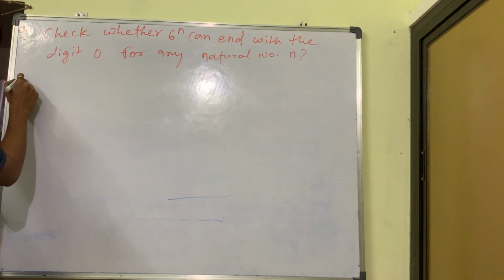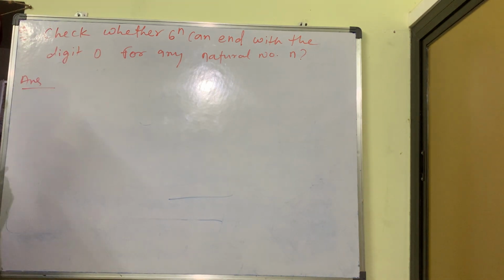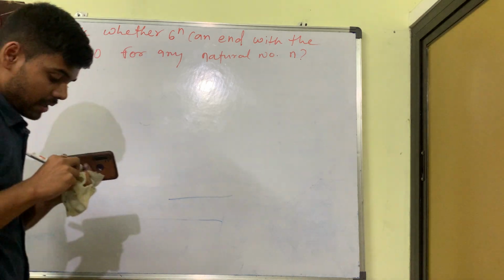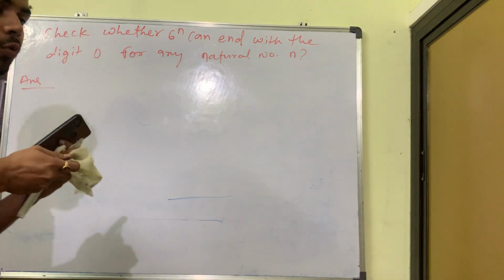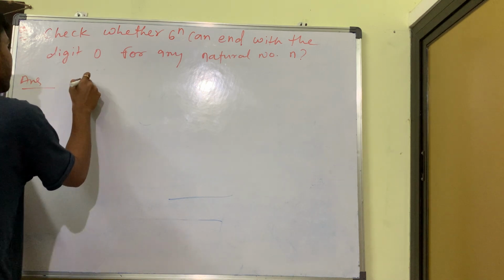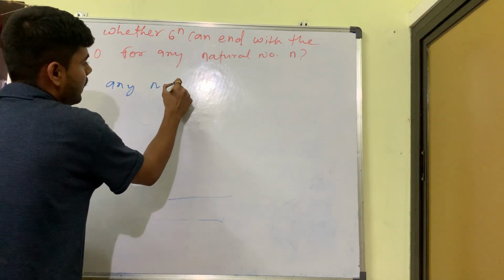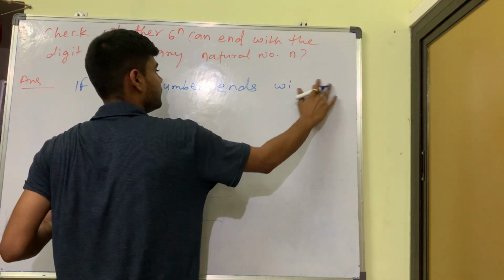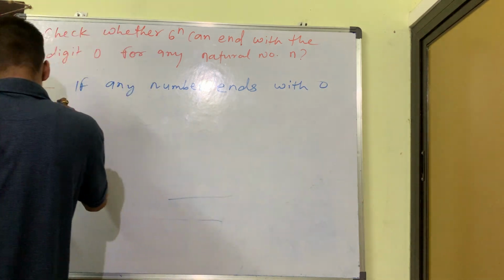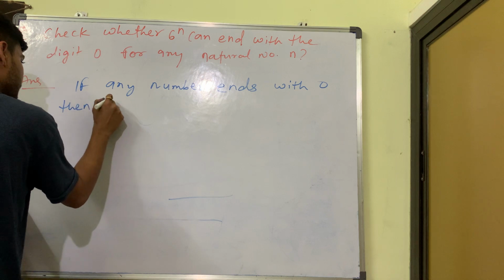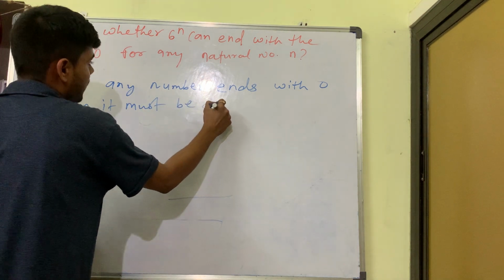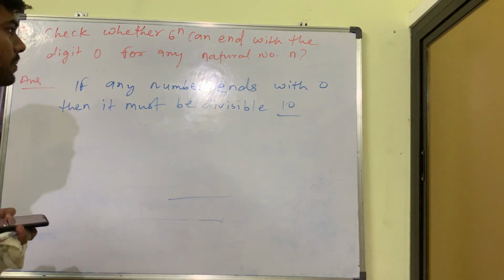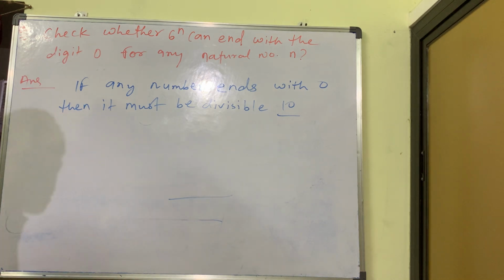So how we will solve? See, in this question, basically, what is important is the language, so that you understand how we write this number. If any number ends with 0, then it must be divisible by 10. So see bacha, if any number ends with 0, it means it must be divisible by 10. Is there any doubt still now?